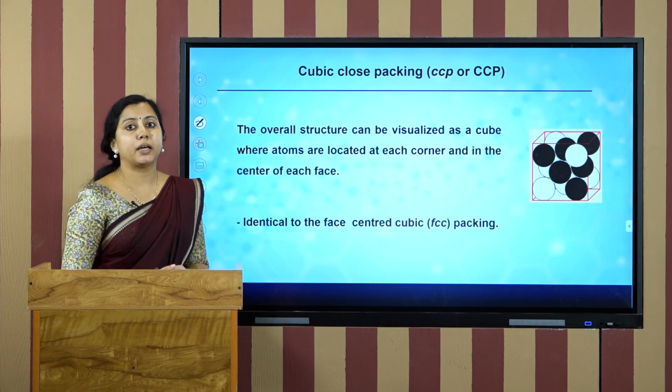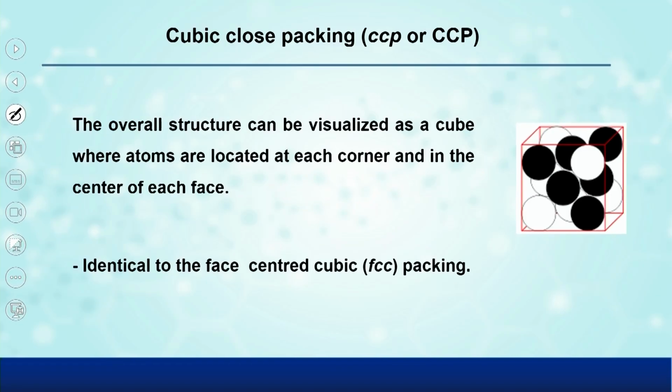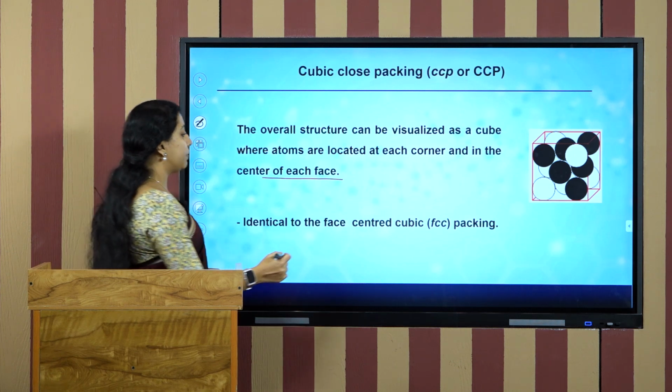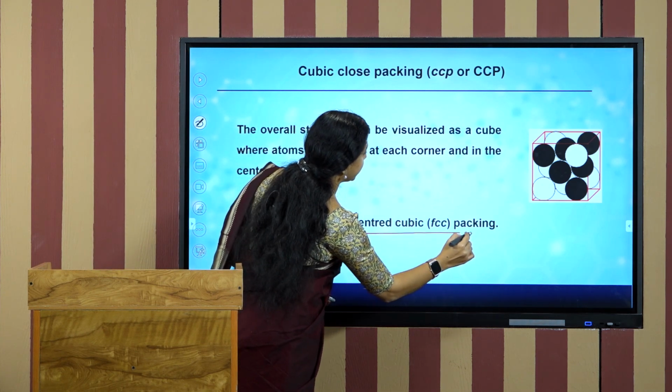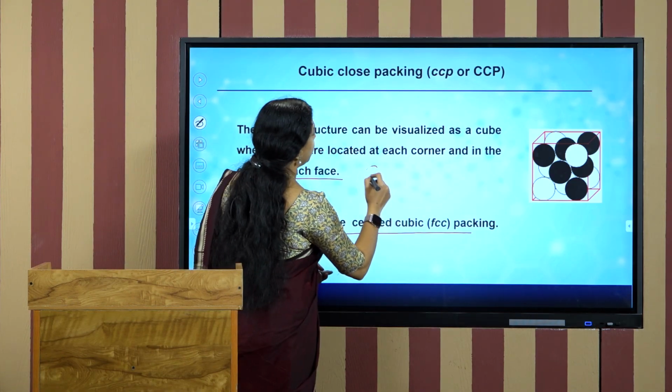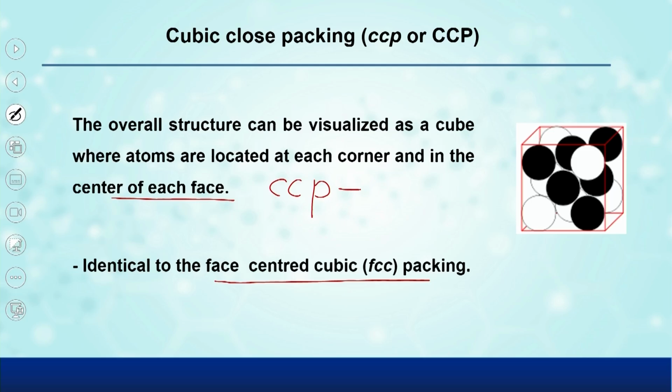So, the overall structure can be visualized as a cube where the atoms are located at each corner. In a cube, we have 8 corners. So, at each corner there will be spheres or atoms, and also in the center of each face. So, when atoms are present at the corners and also at the center of each face, then that will be identical to a face centered cubic packing or FCC packing. So, that means the cubic close packing CCP is also known as a face centered packing or FCC packing.